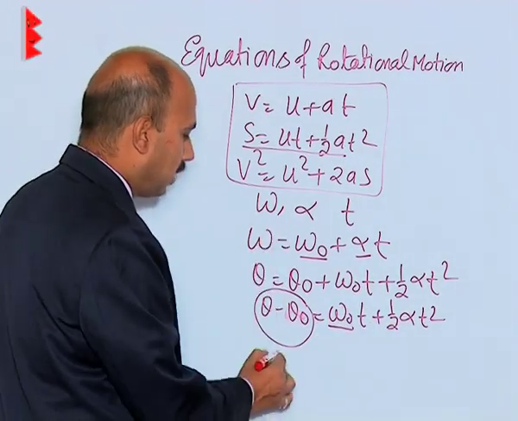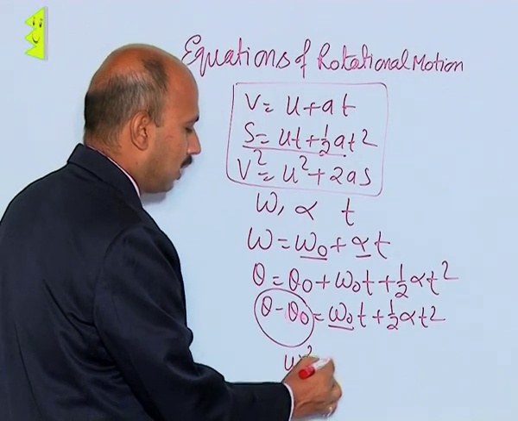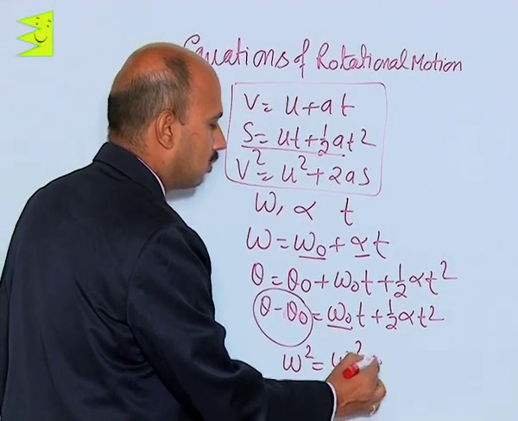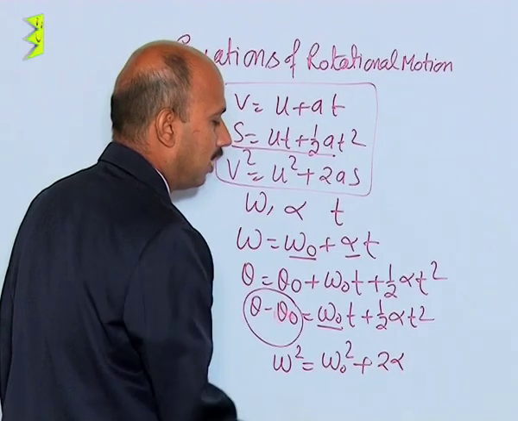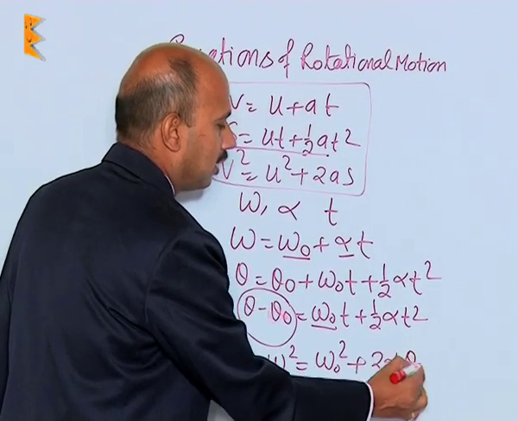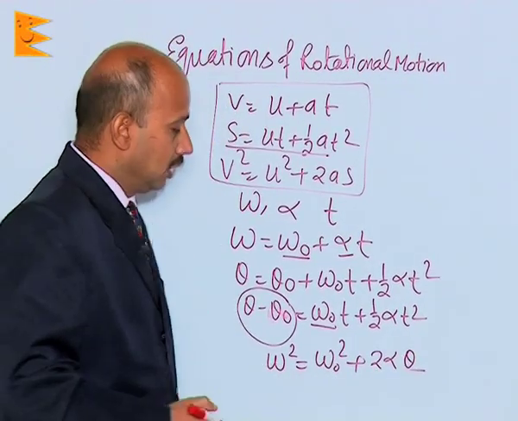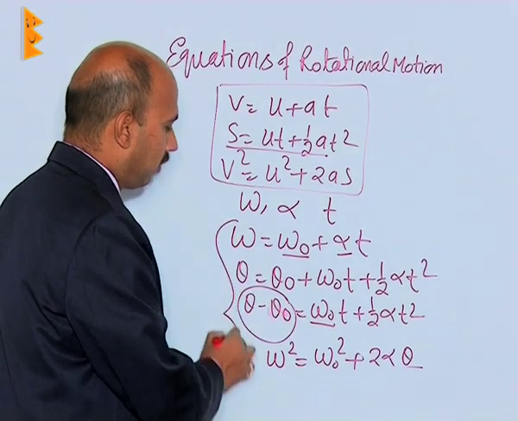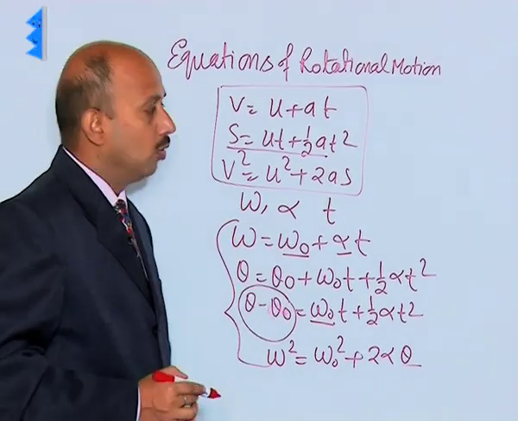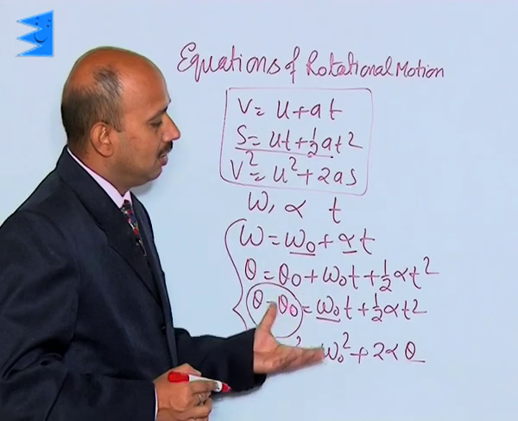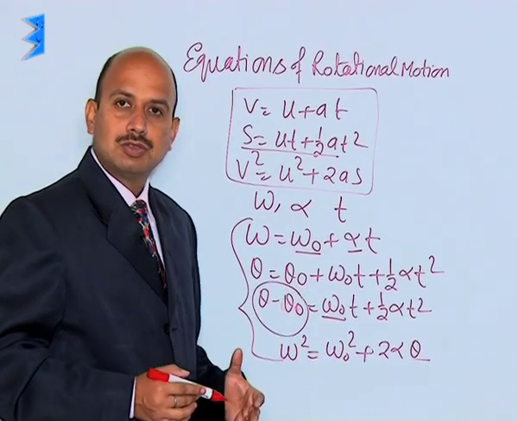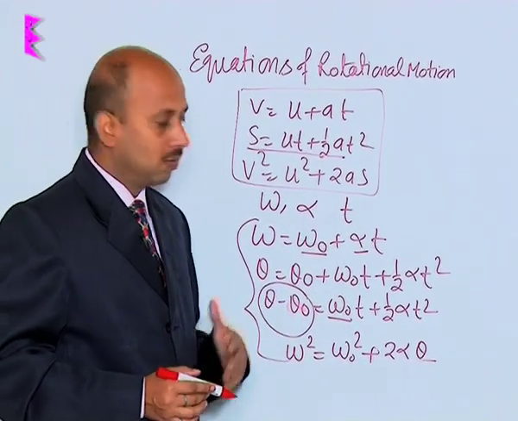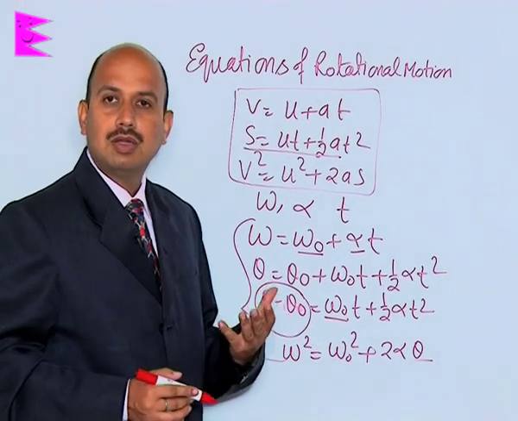Now, the third equation can also be written: omega square is equal to omega naught square plus twice of alpha theta. Here theta is angular displacement. So, these are the three equations of rotational motion. We can apply these three equations for solving questions related to rotational motion, angular velocity, and angular acceleration.